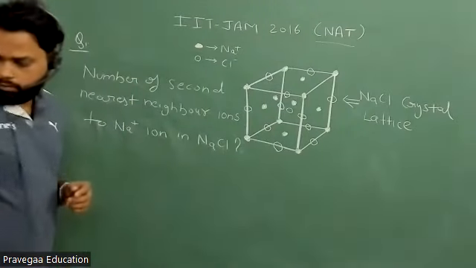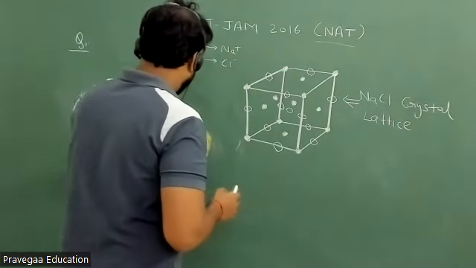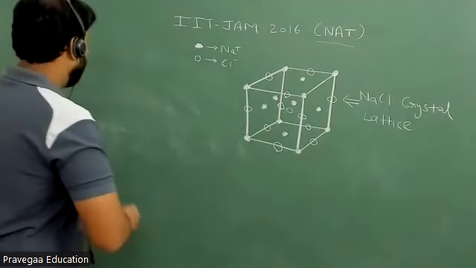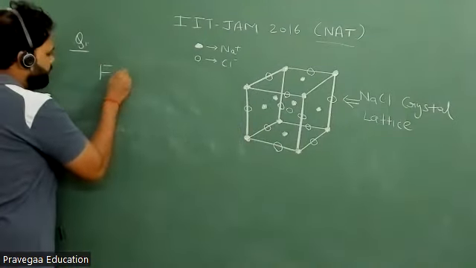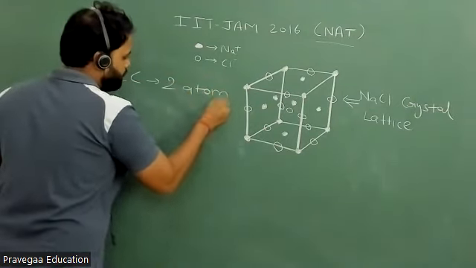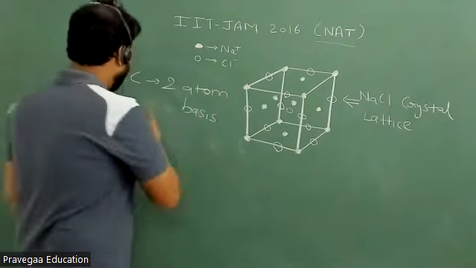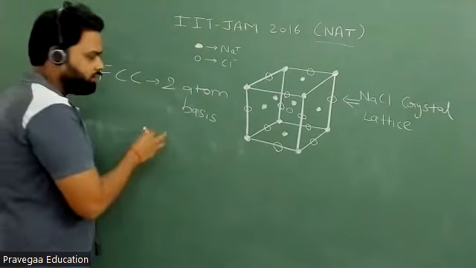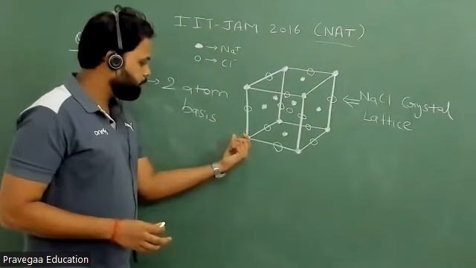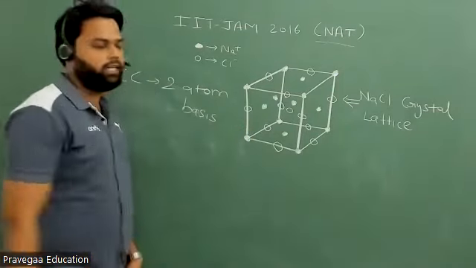Before solving this question, I want to discuss the basic property and structure of the NaCl lattice. Let's discuss what the NaCl lattice is and how it is made up. First of all, the NaCl crystal lattice is basically an FCC lattice with two atom bases. NaCl is a face-centered cubic lattice with two atom bases. At one basis point, there are two atoms: one is the sodium ion and the other is the chlorine ion.